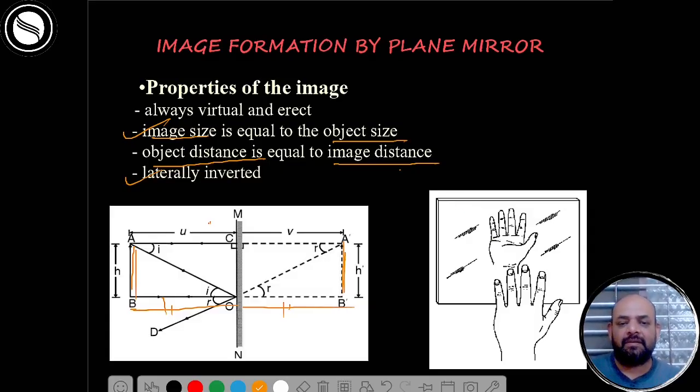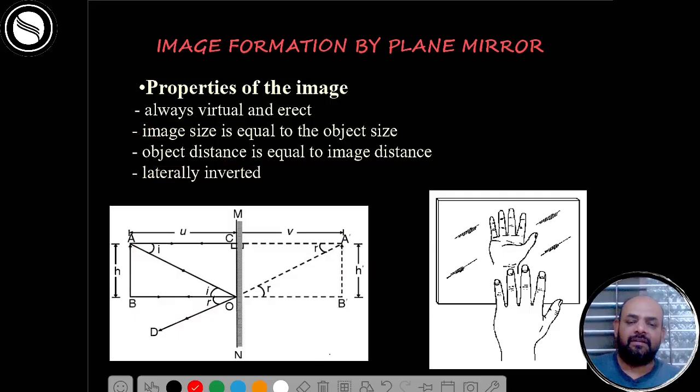So this property is known as laterally inverted, not vertically inverted. Laterally means left will be right and right will be left. In the case of vertically inverted, that would be upside down, top will go down. So these are the properties of the image formed by the plane mirror. Now if you want, we can discuss this, because this height equals this height. This we can prove with the help of one property.